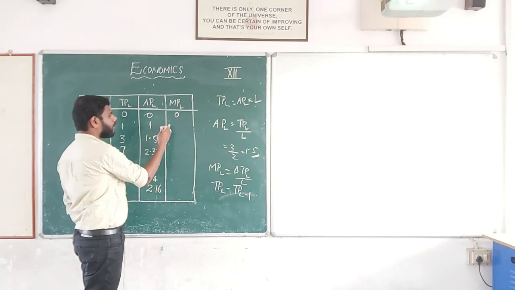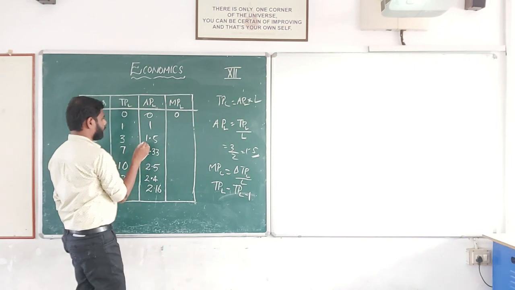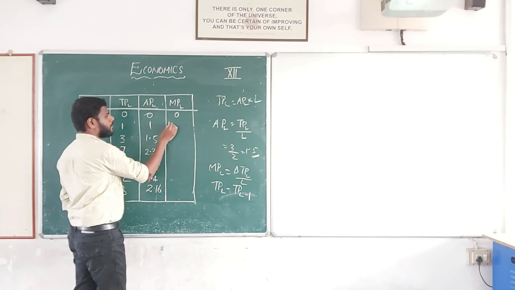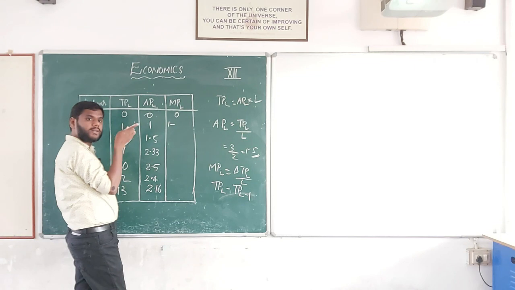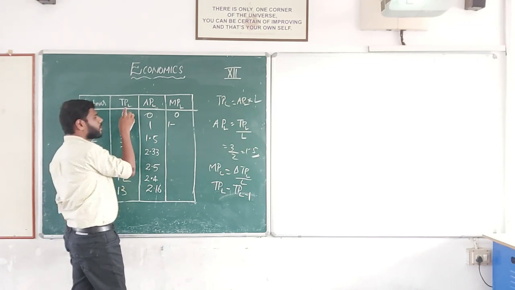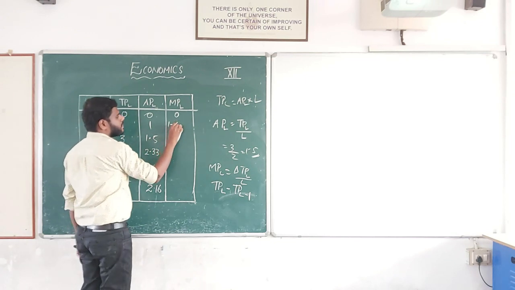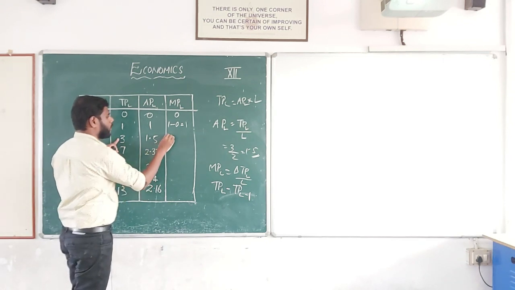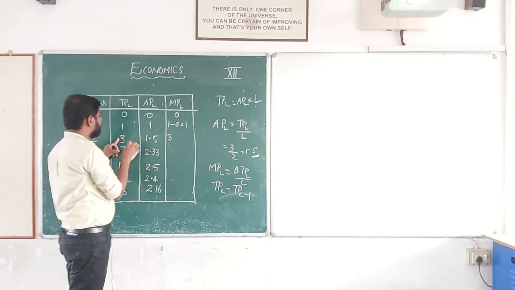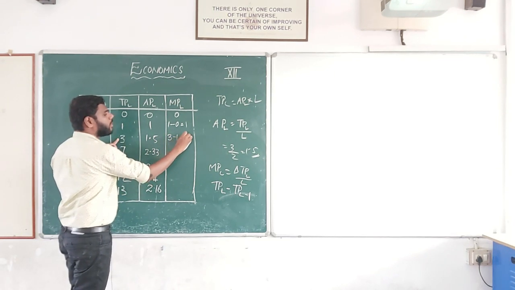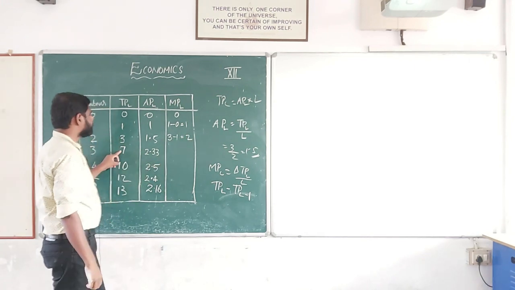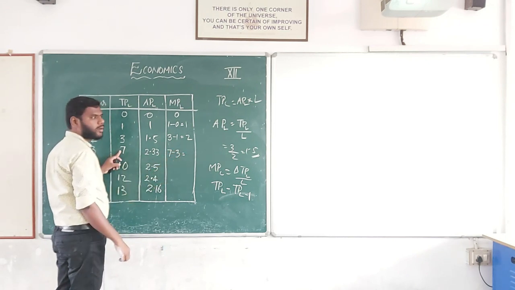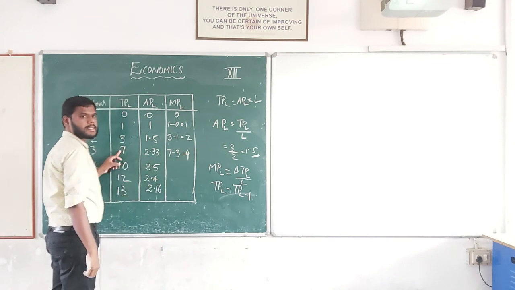Next one, if we want to find out the MPL, TPL is equal to 1 minus TPL minus 1. L minus 1 means the previous one, that is 1 minus 1, that is 0, so 1 minus 0 is equal to 1. Next, marginal product, TPL is equal to 3. 3 minus 1 is equal to 2. Next one, 7 minus 3 is equal to 4.